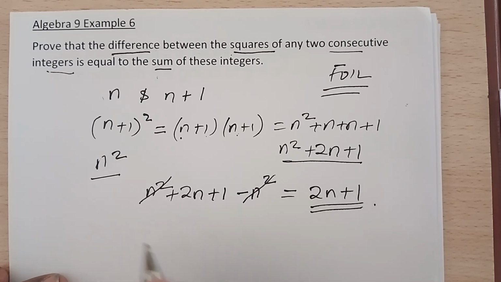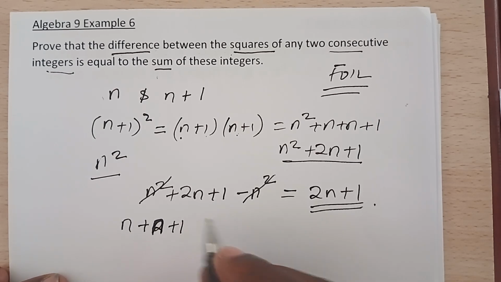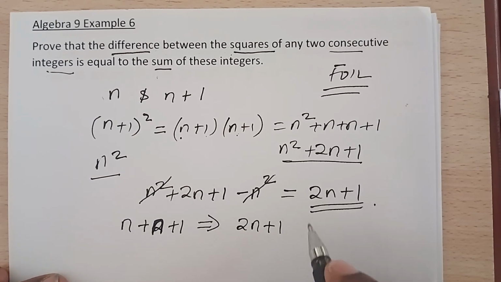Is this true? The first integer is n, the second integer is n plus 1. If you add this together, it is actually 2n plus 1, which is exactly equal to that. And we have actually proven that.